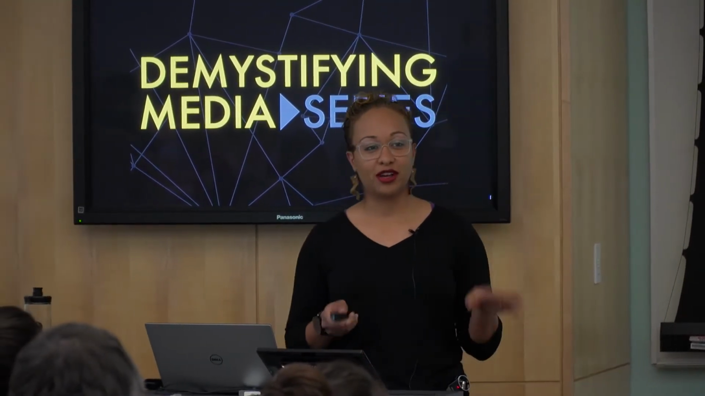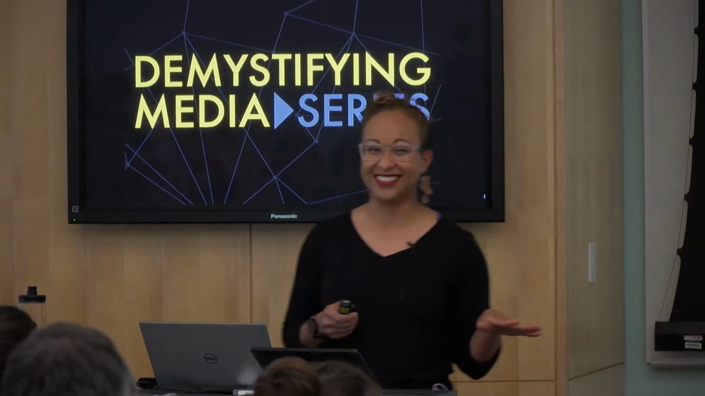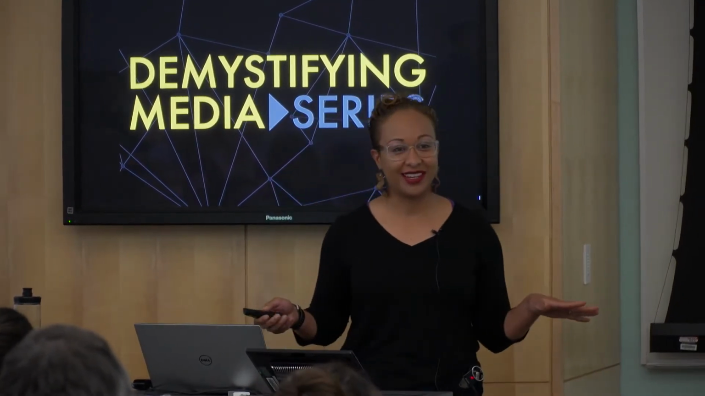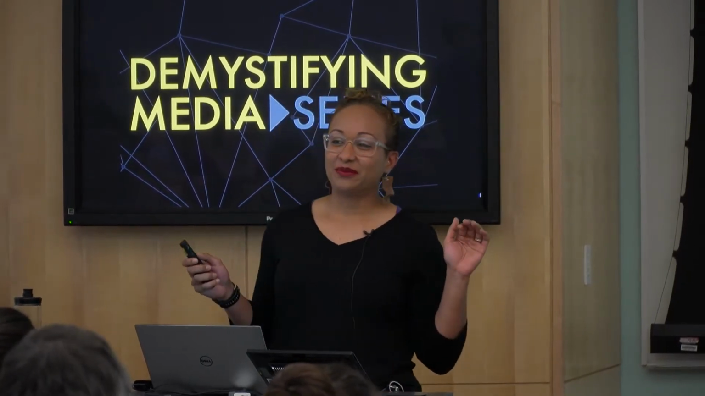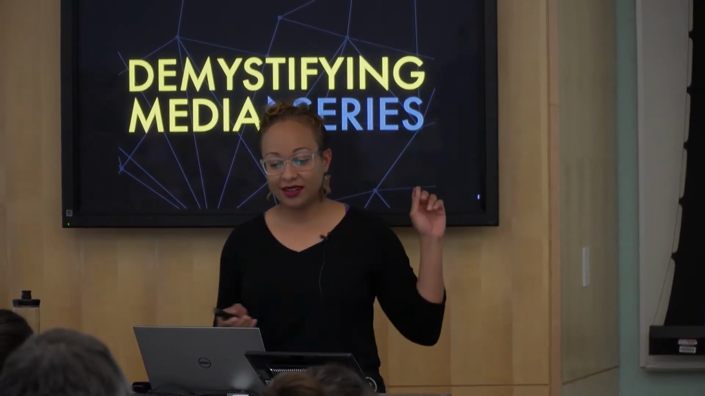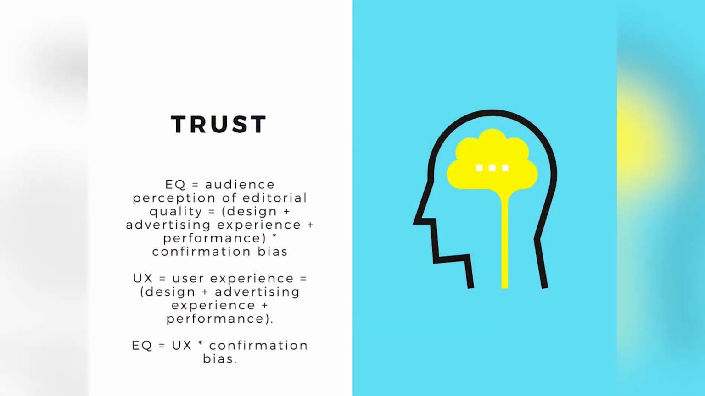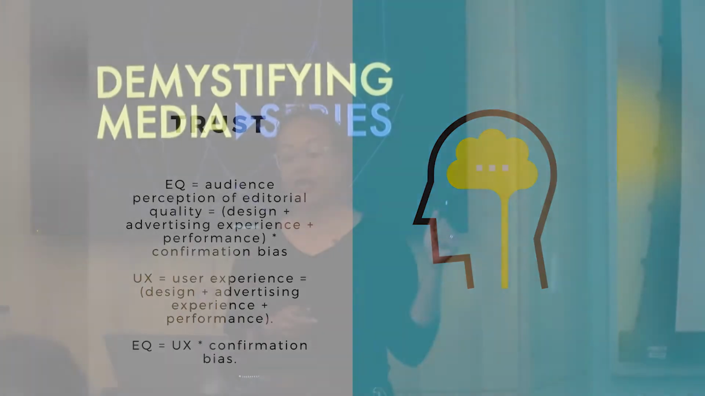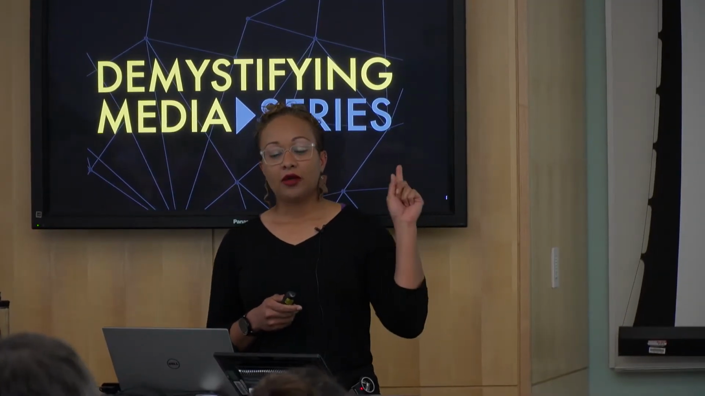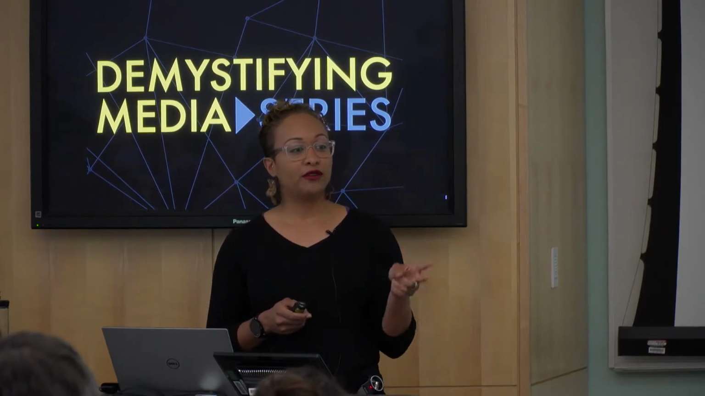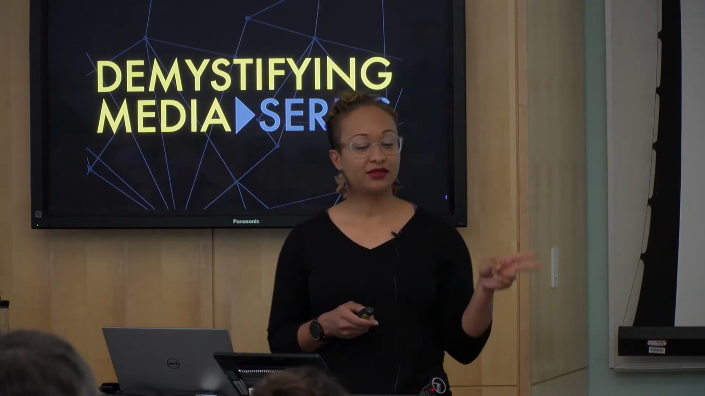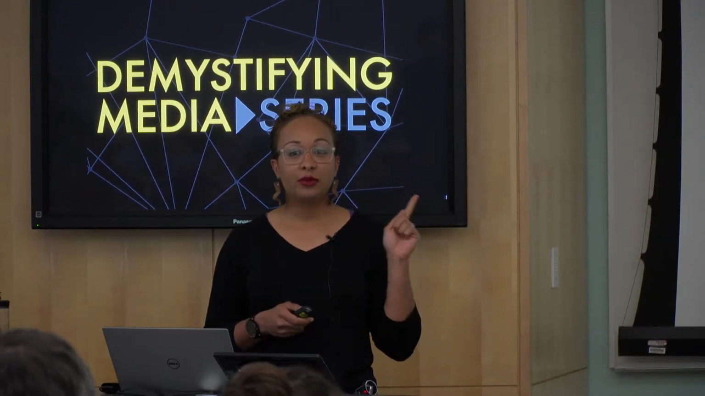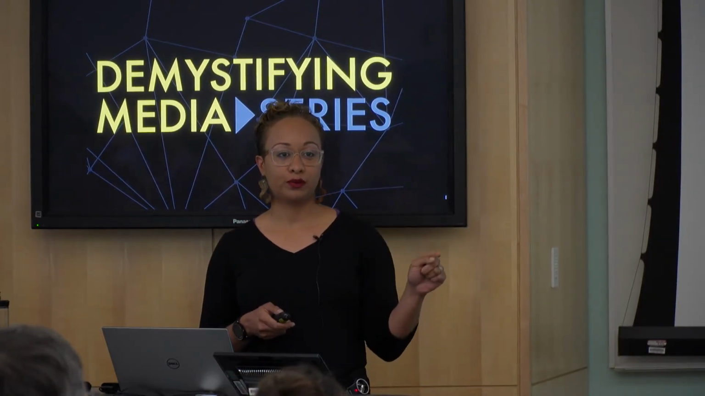This is an equation that I made up. It's not actually maths, don't worry. It's just that I'm at Stanford surrounded by computer scientists, and I feel like I had to throw some maths in there. So this equation is very simple. It says that EQ, which is editorial quality, is a function of audience perception of that editorial quality, which is itself a function of how people are reacting to your design, how they're reacting to your advertising, how they're reacting to how fast your site loads, right? How many of you have given up on loading something because it took more than a second and a half? Yeah, me, constantly. And their previously conceived notions about you.